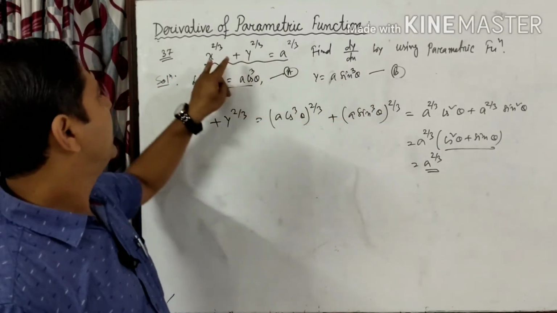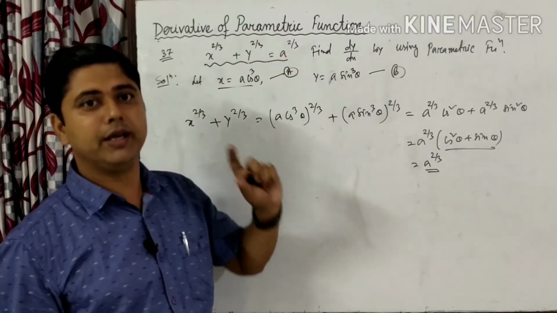That means x equal to a cos cube theta and y equal to a sin cube theta is the parametric form of what? X to the power 2 by 3 plus y to the power 2 by 3 is equal to a to the power 2 by 3.